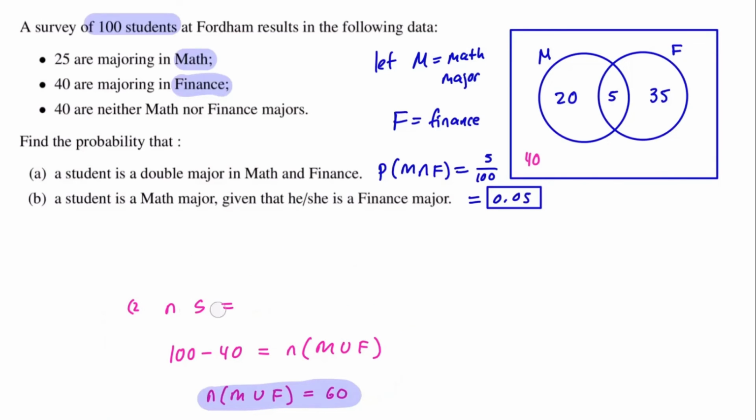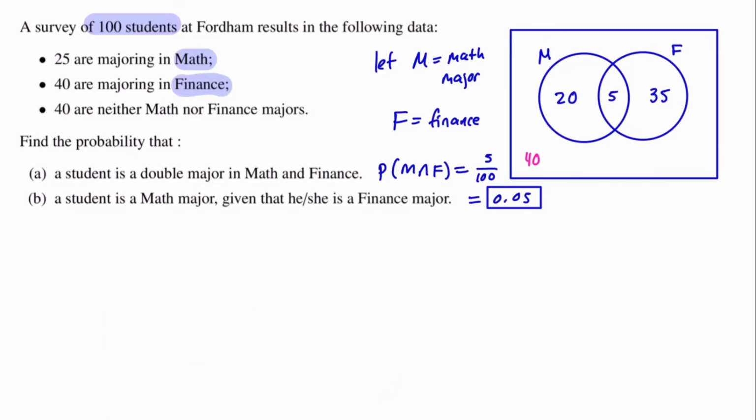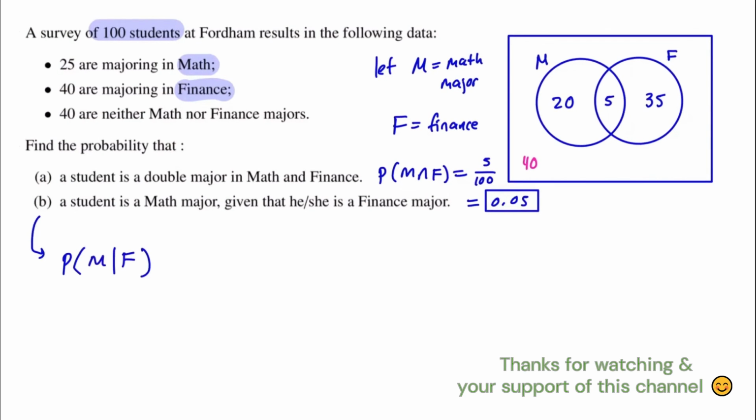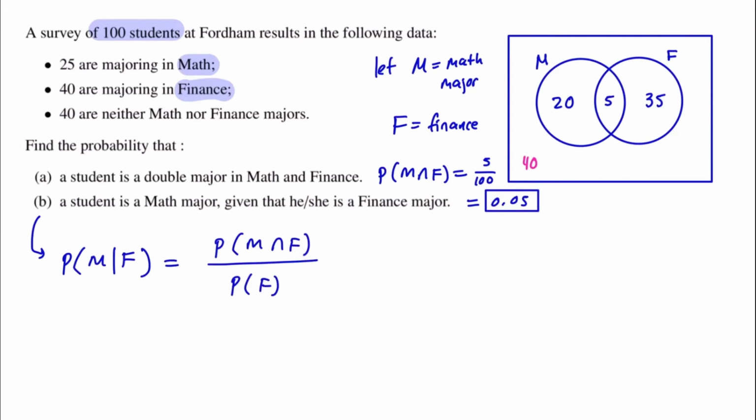For the second part, we want to find the probability that a student is a math major, given that he or she is a finance major. Now this is a conditional probability. Let's set up the formula. For B, here's our given: a student is a math major, given he or she is a finance major. So finance here, math here. That's what we're looking for. By using the conditional probability formula, this is the probability that the student is a math and finance major over the probability that the student is a finance major.